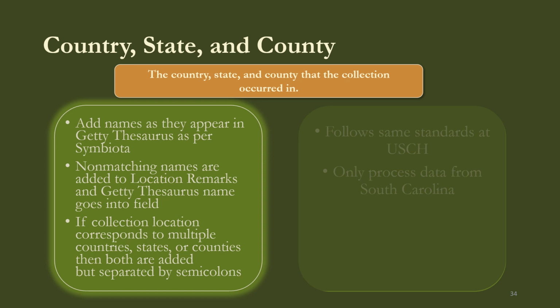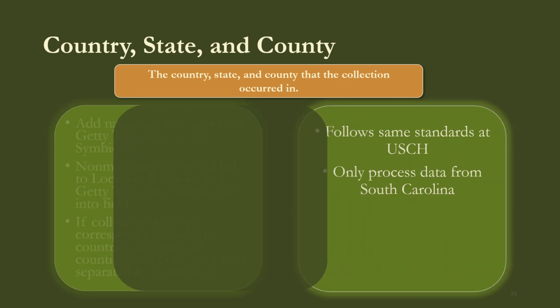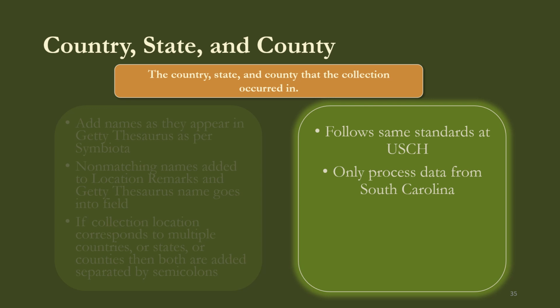Country, state, and county refer to these parameters of the collection site. At USCH, we add names as they appear in Getty Thesaurus as per Symbiota. Non-matching names are added to the location remarks field while the Getty Thesaurus names go into the appropriate fields. If a collection location corresponds to multiple countries, states, or counties, then both are added but separated by semicolons. SCDNR follows the same standards as USCH for country, state, and county. However, we only pull data from South Carolina, so it really becomes important for county.